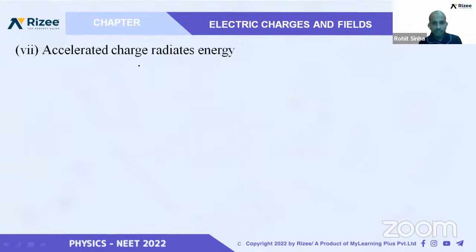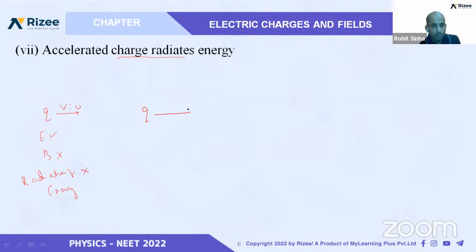Now let us move to our next property, that is, accelerated charge radiates energy. It is telling that accelerated charge radiates energy. Let me take one example. Suppose I have a charge Q and it is at rest. What will happen? It will produce only an electric field, no magnetic field, and no radiation of energy. It will never radiate any energy if it is at rest.